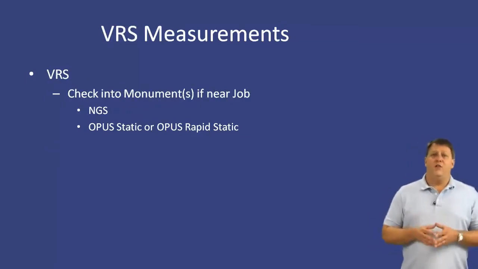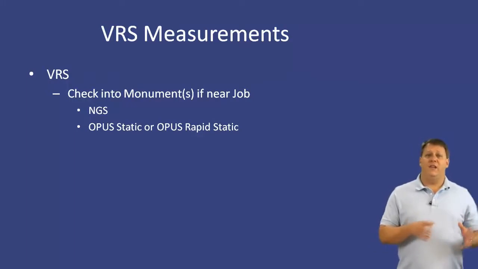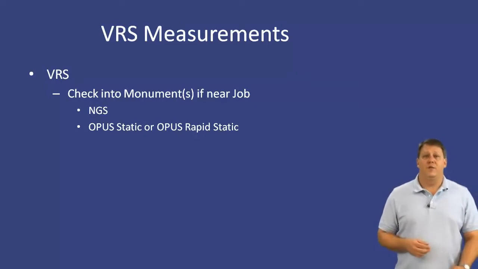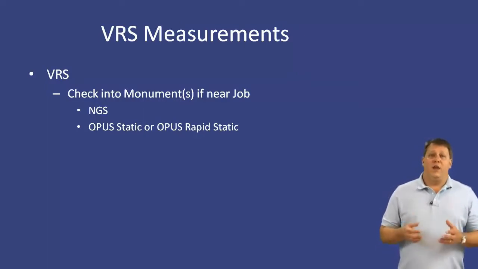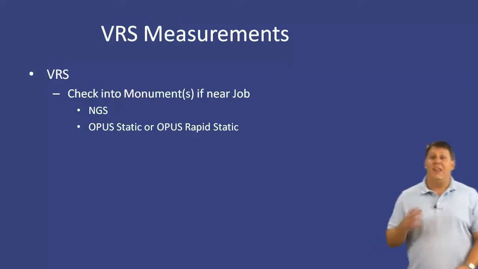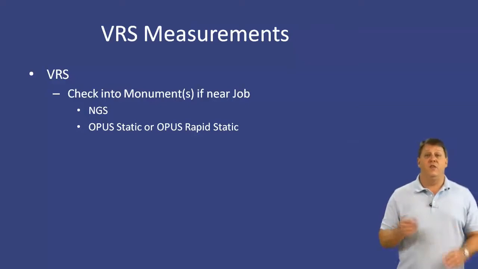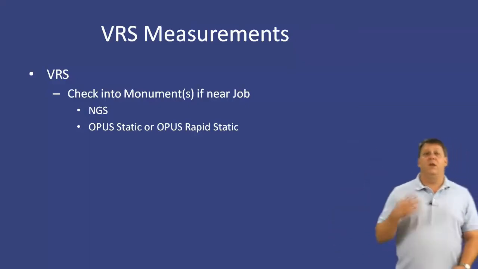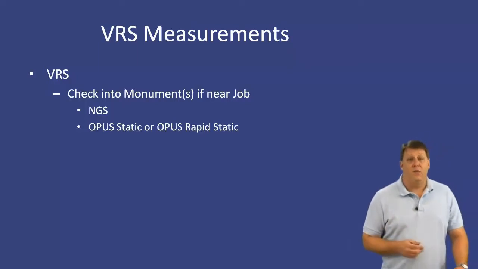Well, with VRS, you've replaced that whole base station and radio transmitter, and now you've got cell phone surveying. One of the things that would be recommended would be, as you're on your way to a job site, if you have monuments near the job site, you would check into them. These could be an NGS monument, it could be an OPA static or rapid static point.